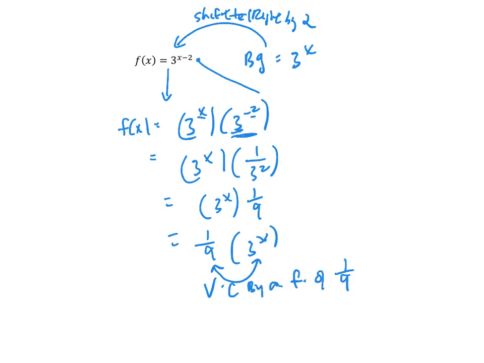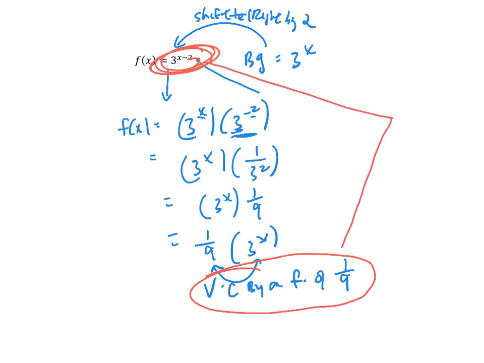I'm not going to do Desmos, it's pretty much the same thing. What I'm trying to say here is this one, which has been shifted to the right by 2, when we did some algebra, we end up getting a vertical compression of 1 over 9. So these two transformations are different, but they are equivalent in terms of creating the same graph. A shift to the right by 2 of 3 to the x will give you the same graph as if the graph was vertically compressed by a factor of 1 over 9.